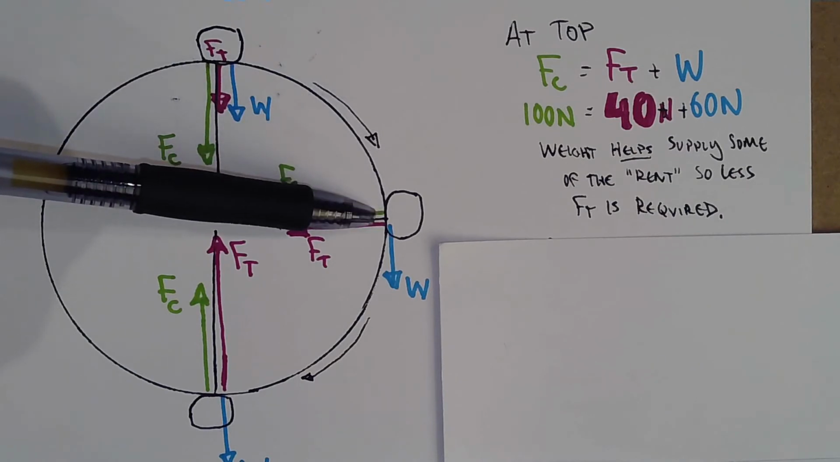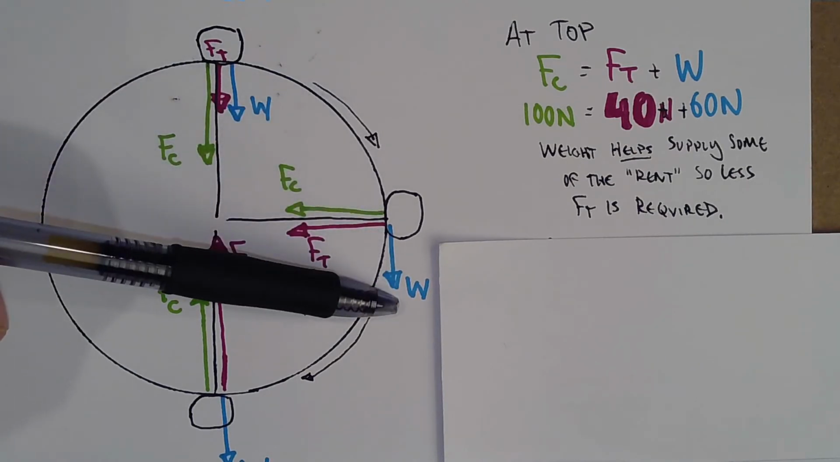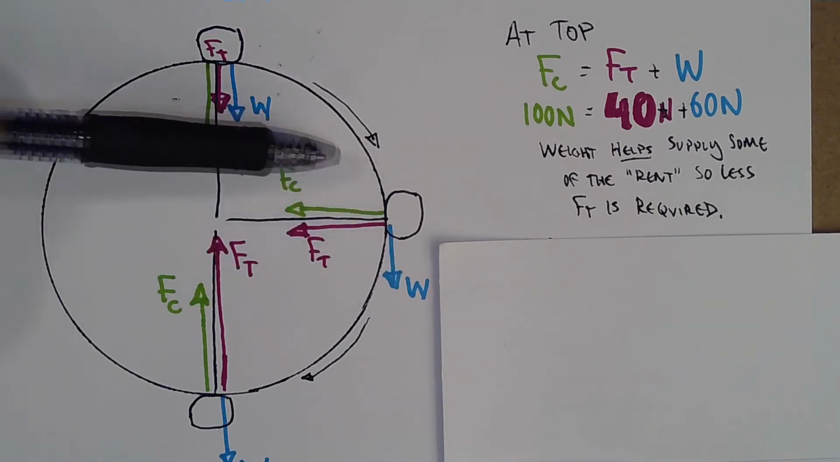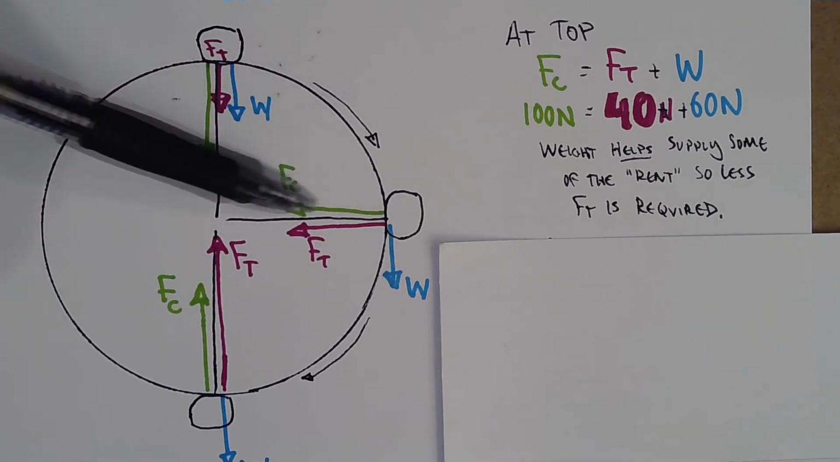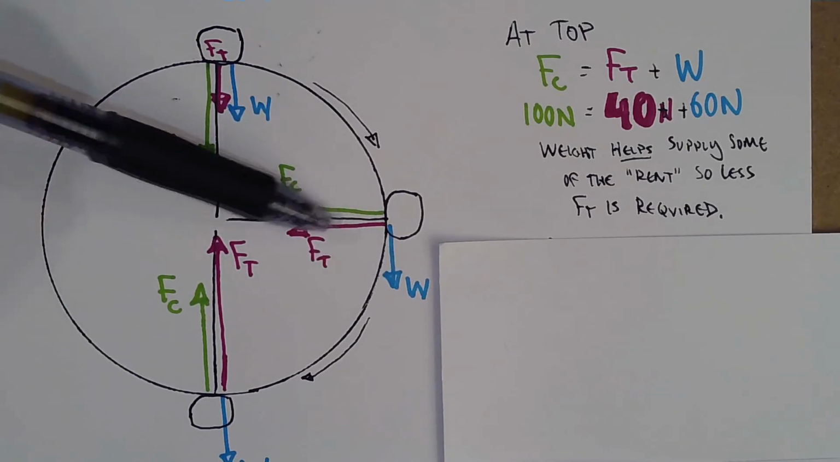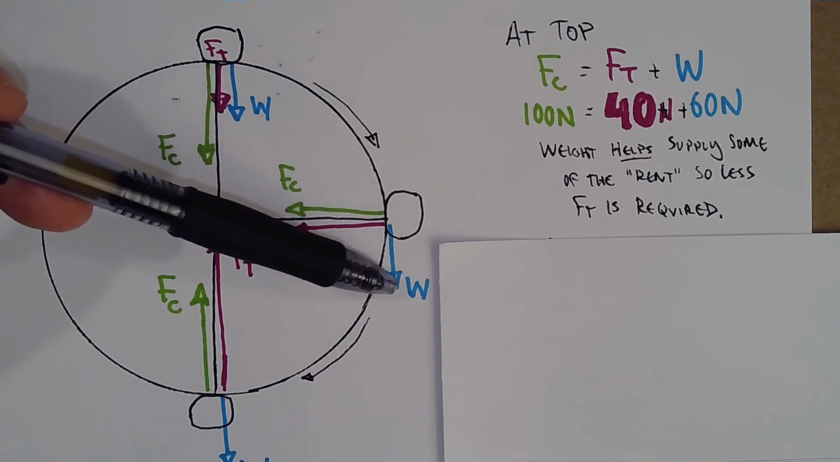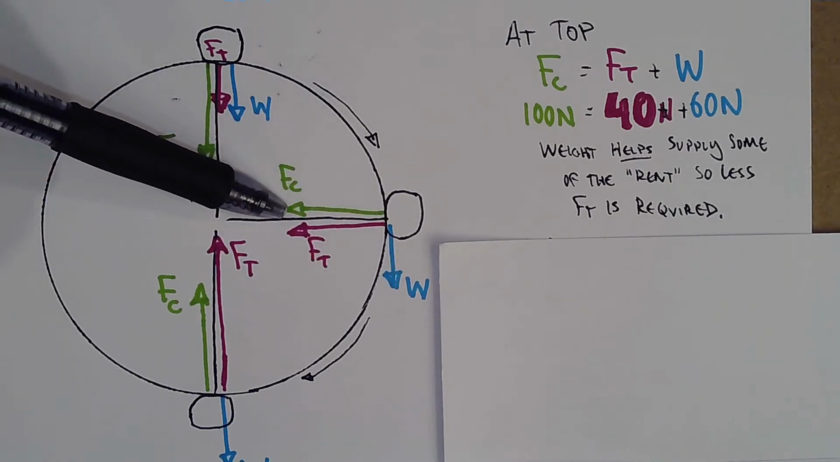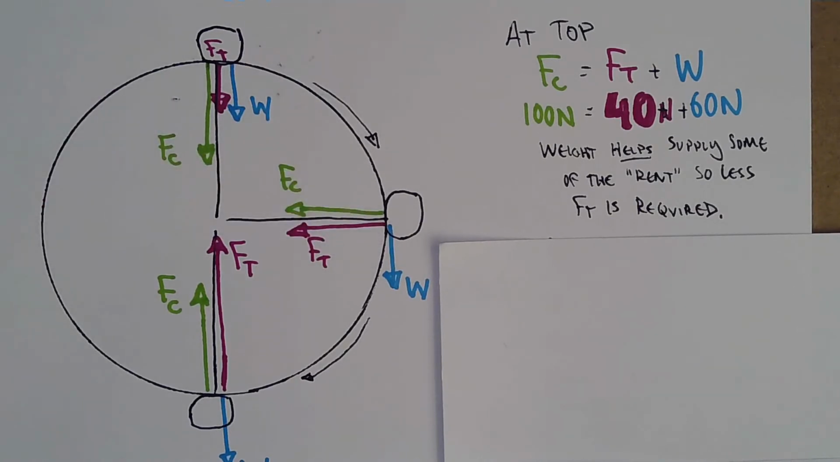At this point in the loop, the weight is acting downward. And as we mentioned, a downward force in the y direction is not going to be able to provide an acceleration in the x direction. They're perpendicular to each other, so a vertical force is not going to provide a horizontal acceleration. So here the weight is not providing any assistance.